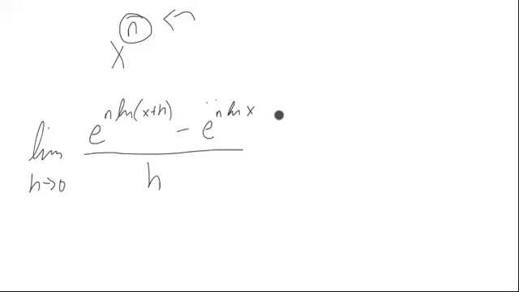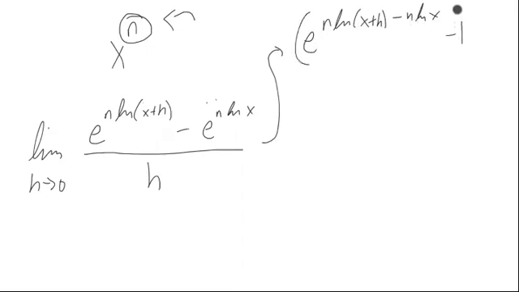Okay, so first we're going to factor out an e to the n natural log x out of the top. So let's do that. And when we do that, it's going to look like this. You can get an e to the n natural log of x plus h minus n natural log x, minus 1, times e to the n natural log x.